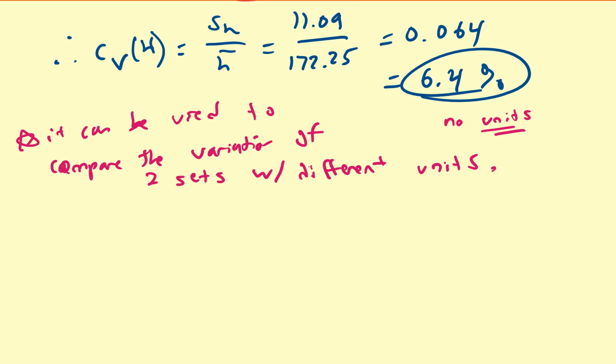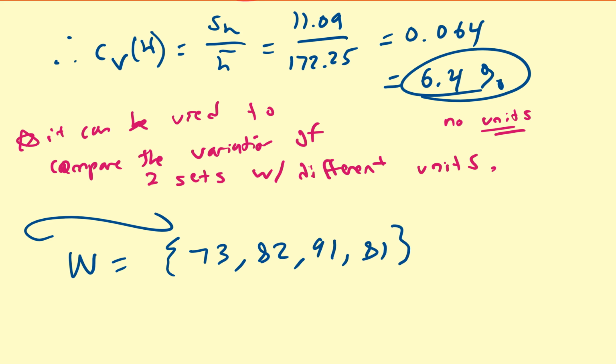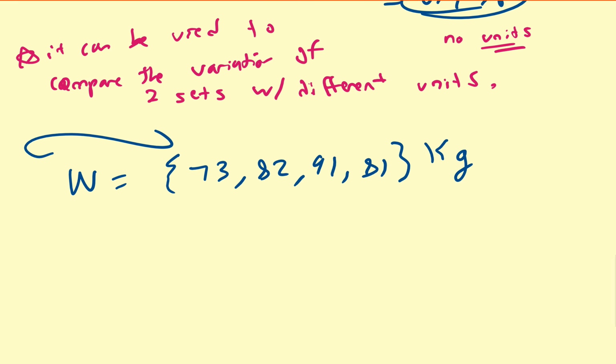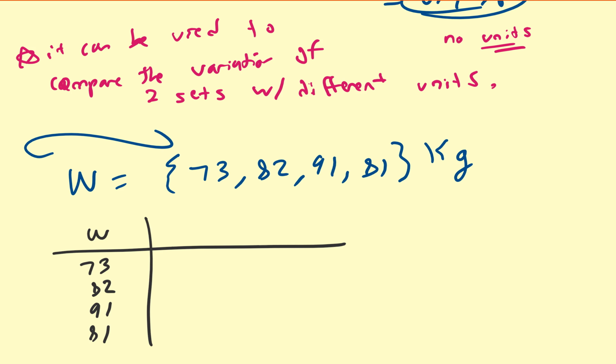So I'm going to go through this entire process again, but now I'm going to do the set W, which was equal to 73, 82, 91, 81 kilograms. If you want to do this on your own and then verify the answers afterwards, please pause the video now and go through those calculations. So I'm going to construct a table, W, which is going to have all my values in it. So make sure you calculate that the average weight is going to be 81.75 kilograms.